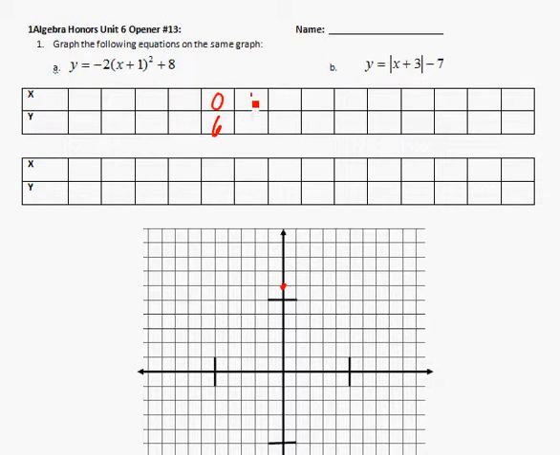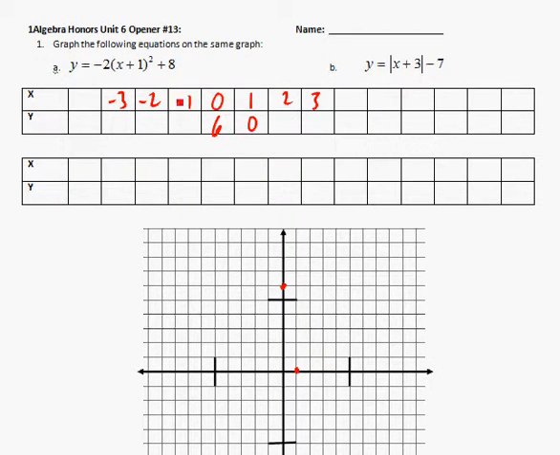Now, let's try both some positive and negative values for x. I'll start with a positive one, since the arithmetic will be a little easier. So when x is 1, we have 1 plus 1, which is 2. 2 squared is 4. 4 times negative 2 is negative 8. And negative 8 plus 8 is 0. So 1 comma 0 is here.